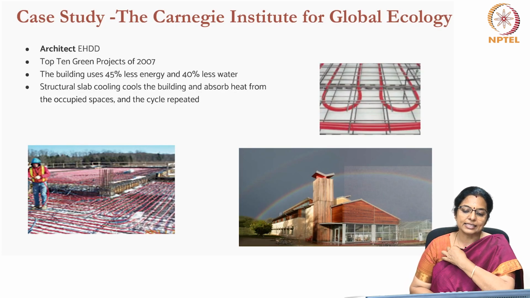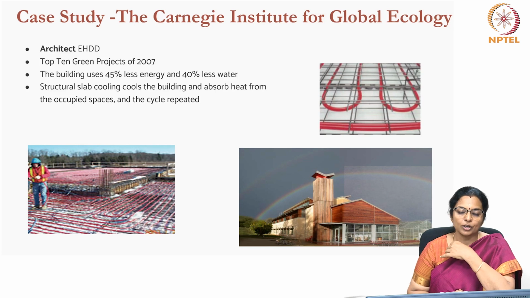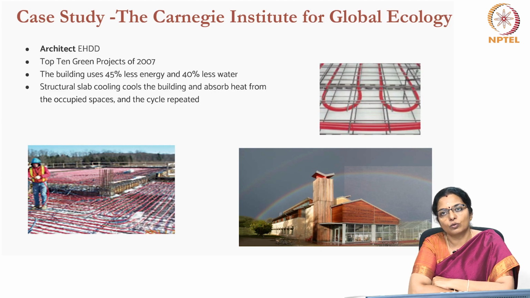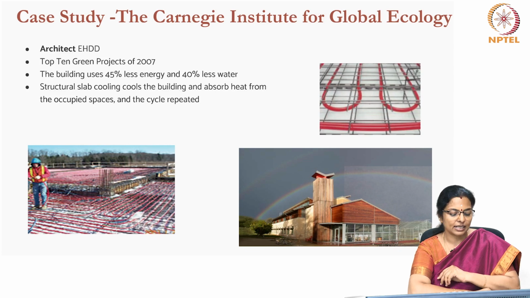We will see the example of the Carnegie Institute for Global Ecology. Now, this was one of the top 10 green projects in the year 2007. When it was built, it was a much hailed project because of the conscious attempts the building has made to reduce its energy consumption. The building uses 45% less energy and 40% less water than a benchmark similar building. Structural slab cooling cools the building and absorbs heat from the occupied spaces, and the cycle gets repeated.